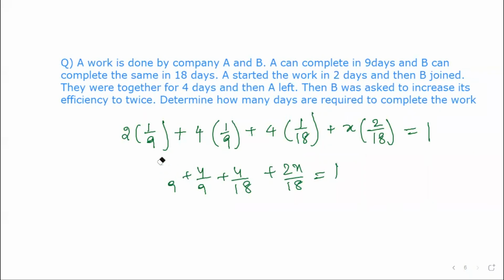So further simplify this. 2/9 plus 2/9 is 4/9, and so on, giving 8/9. So it should be 8/9 here. So on solving this equation, we get x is equal to 1. So the number of days required to complete the work is 1 day.